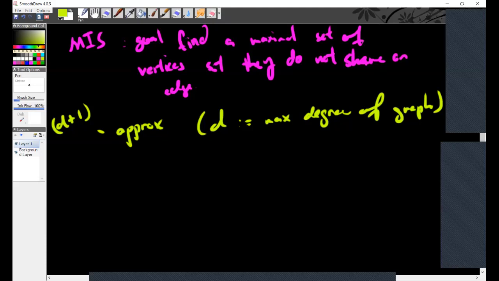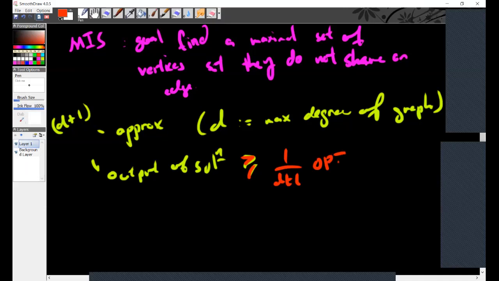If I'm coming up with a D+1 approx, it means that the output of my solution has to be at least, I cannot stress this enough, at least 1 over D+1 of the optimal solution. Because when we did vertex cover, we didn't want to find too big of a set. So when I say 2 approx, it means that if the optimal size was OPT, the size of my vertex cover should be at most 2 times OPT. Today I'm doing the opposite thing.